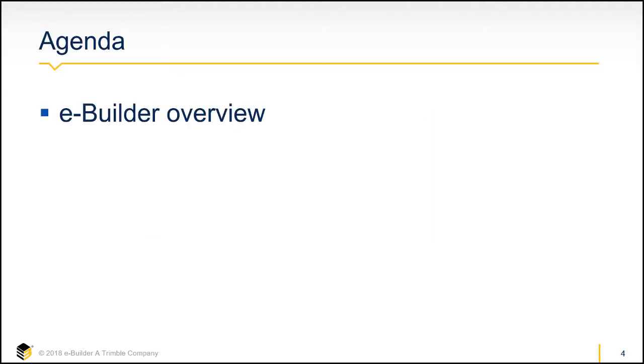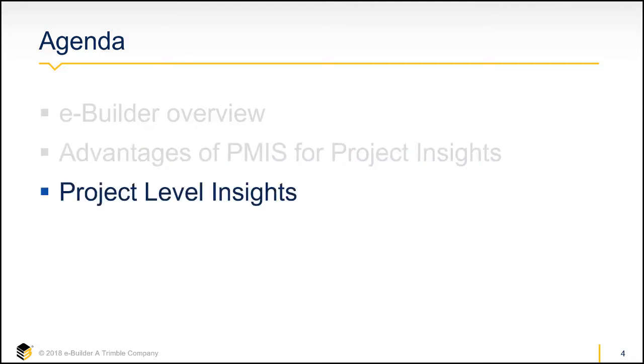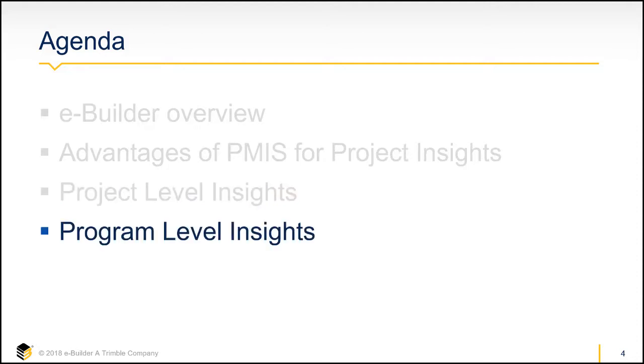For our agenda, we will start with an overview of eBuilder and how we work with customers across the entire life cycle of their capital improvement program. We will then talk about how project transparency provides better insights and a path to greater efficiencies. Then Tom will go through in more detail what project level insights look like. After that, Tom will show you similarly how reporting can roll up into program level insights. We will finish by answering as many questions as possible in the remaining time.